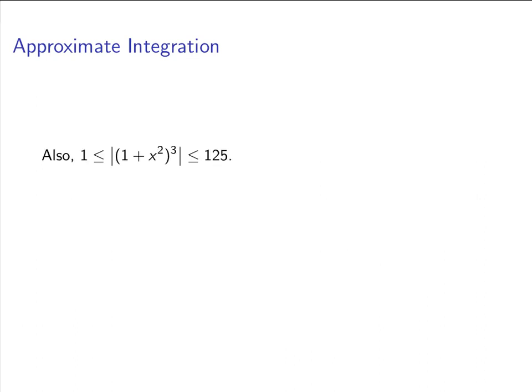Now, if we look at the absolute value of the denominator, that's bigger than 1 and smaller than 125. And that comes from just knowing, again, that this is an increasing function. So we have an upper bound on the numerator and a lower bound on the denominator. That gives us an upper bound altogether on f double prime of x, absolute value. It's going to be no bigger than 26. So when we're looking for an upper bound on a fraction, we can take an upper bound on the numerator and a lower bound on the denominator.